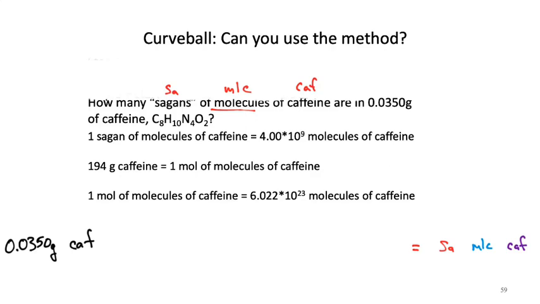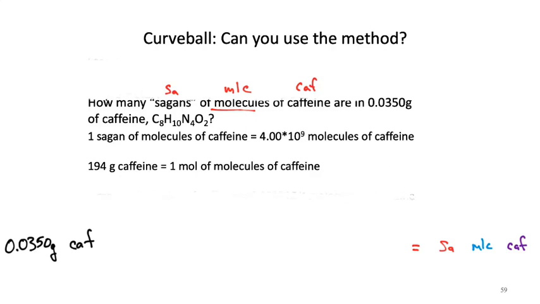What do we want for an answer? Sagans, molecules, caffeine. Does grams of caffeine give me Sagans of molecules of caffeine? No. So I would argue that's a crap place to start. Okay? How about molecules of caffeine? How about that last expression? Molecules of caffeine. Does that give me Sagans of molecules of caffeine? Doesn't tell me Sagans, right? Tells me moles. Is that Sagans? No. So I would argue that expression is a crap place to start. I'm not sure I'm happy about you copying me, but that's okay.